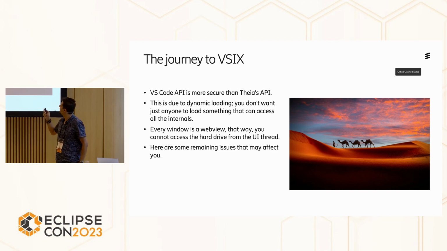Now, because of dynamic loading, you really don't want anyone to access all the internals. Like, the last thing you want to do is open up Code OSS and just put a backdoor with a VSIX API or something on it. That would be just dangerous. So instead, you use the proper APIs that are supplied to you.